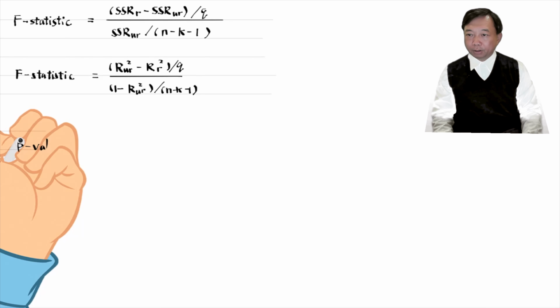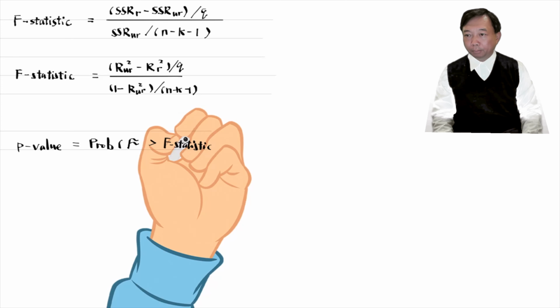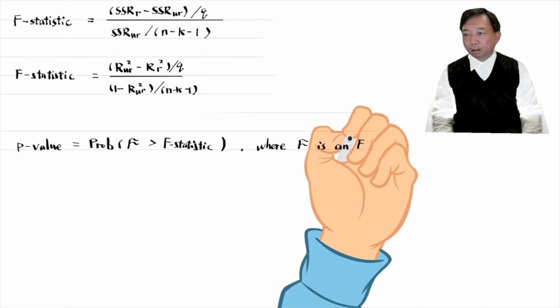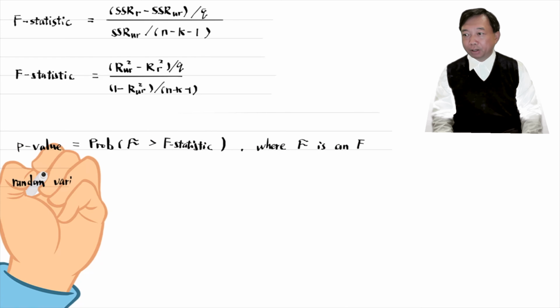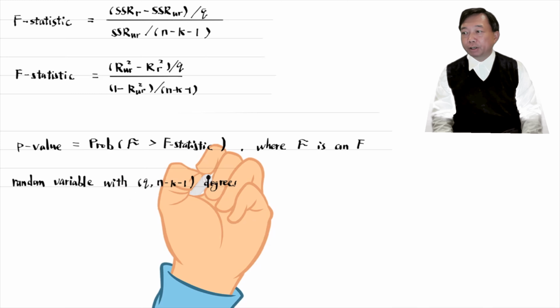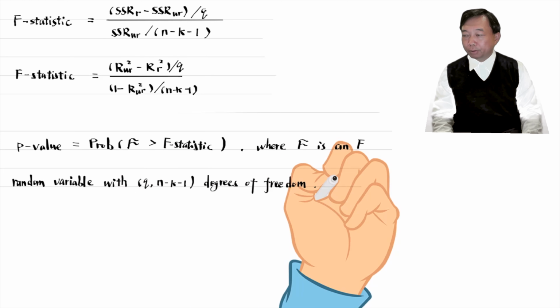P-value is defined as follows. P-value is the probability of observing the F-statistic we obtained, given that the null hypothesis is true.